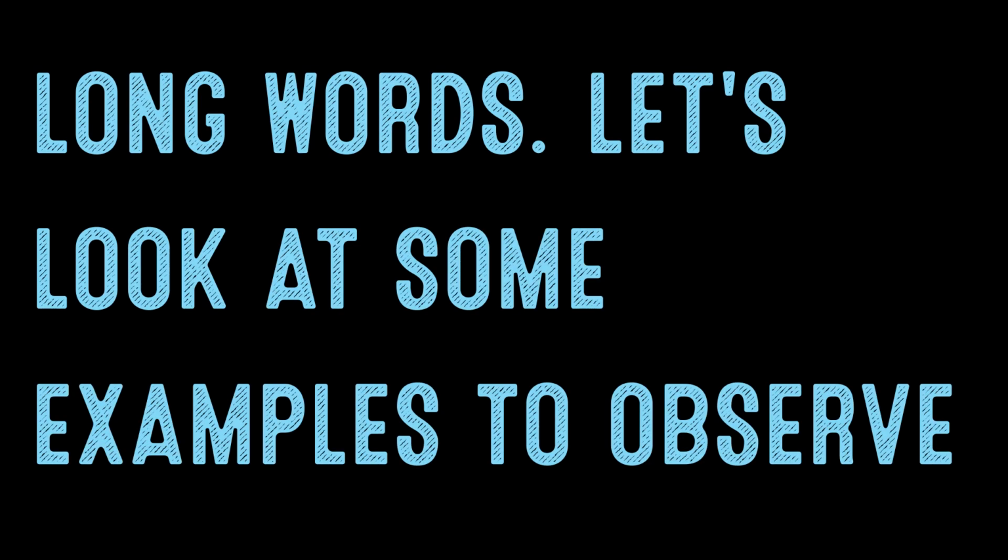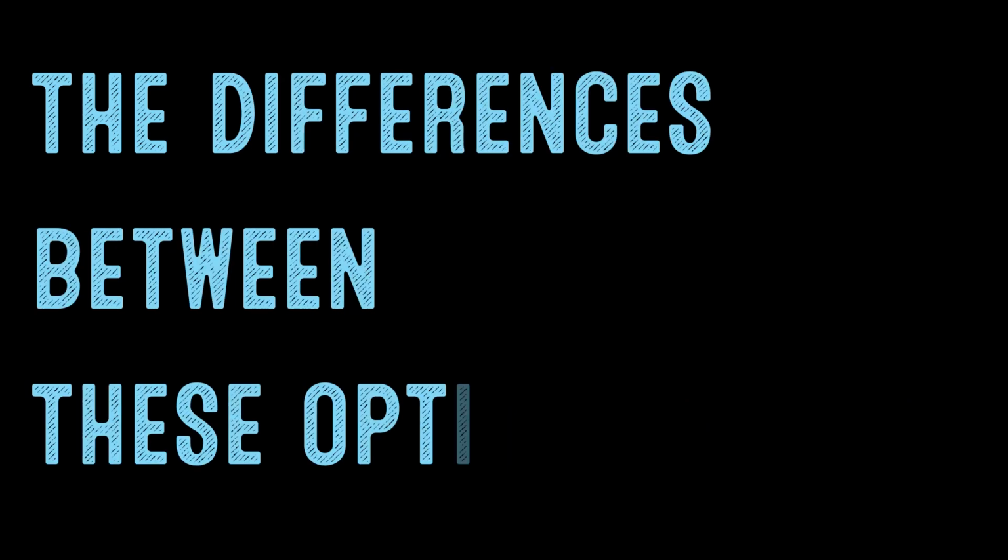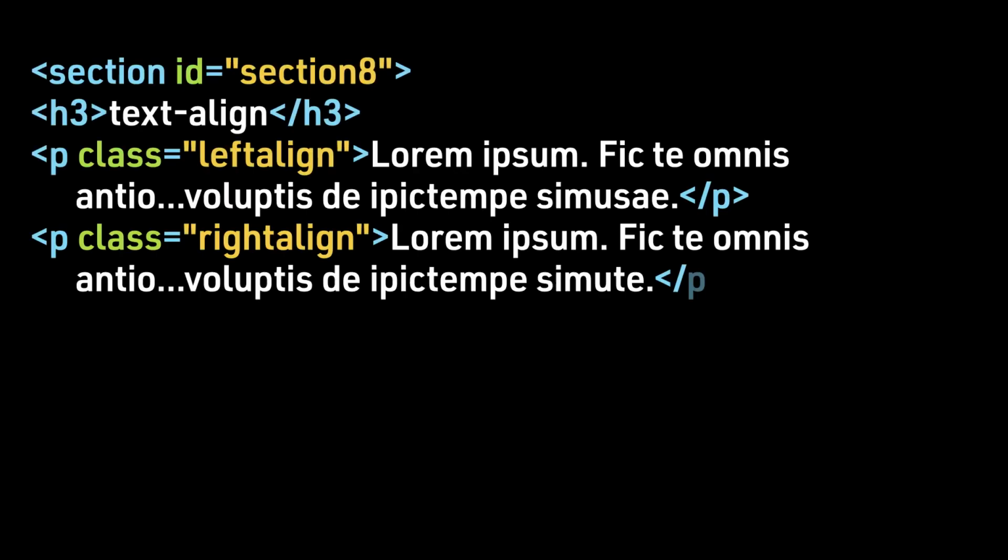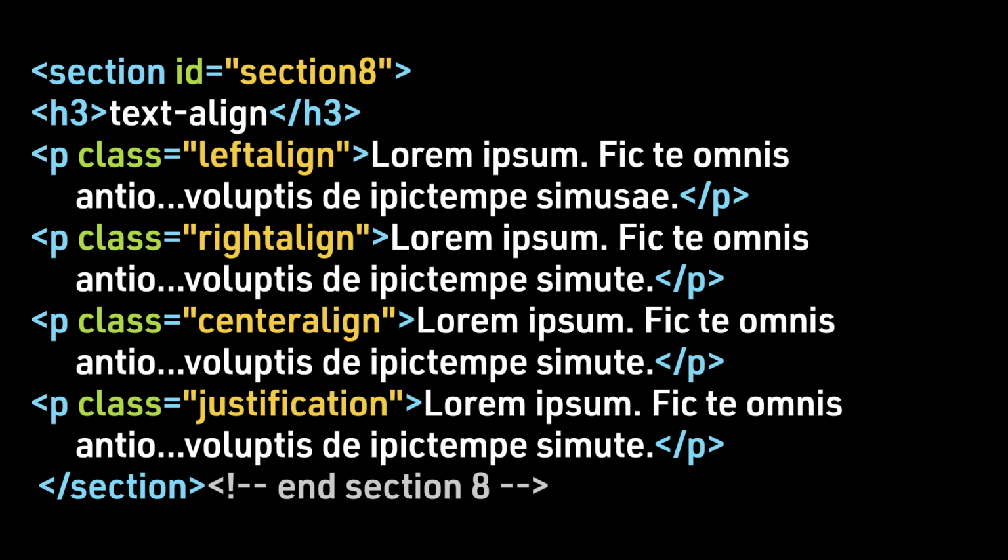Let's look at some examples to observe the differences between these options. Here's the HTML. As you can see, we have taken lorem ipsum placeholder text and placed it into 4 different paragraph text examples, each with a unique class. For class left align, we will left align the text. For class right align, we will right align the text. For center align, we will center the text. And for class justification, we will justify the text.